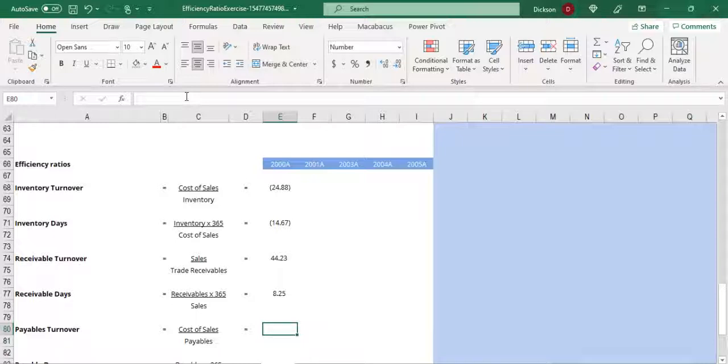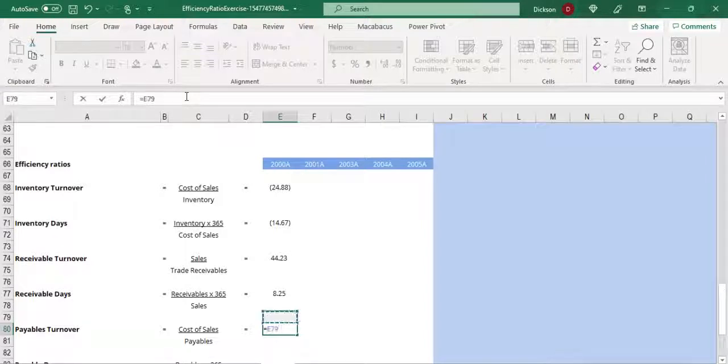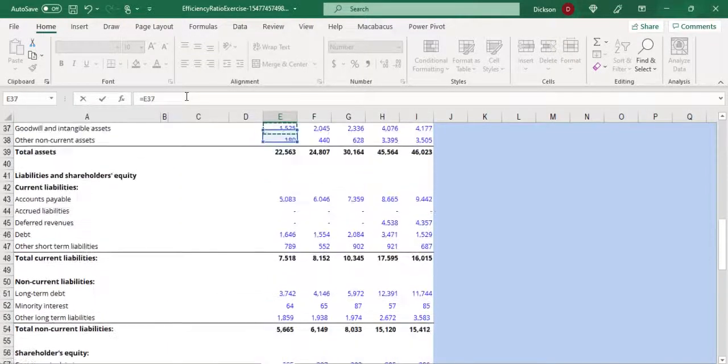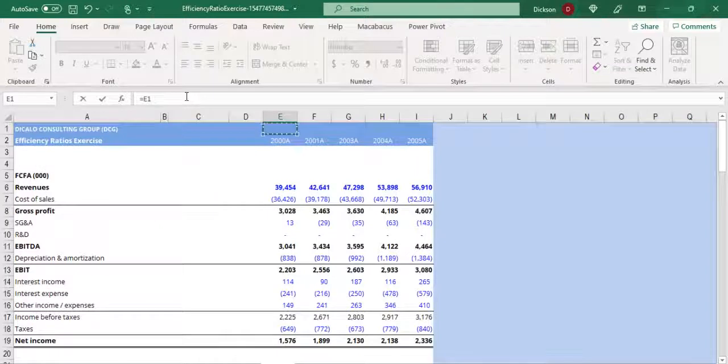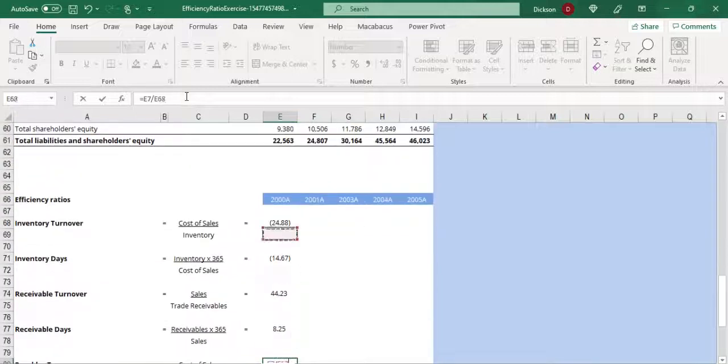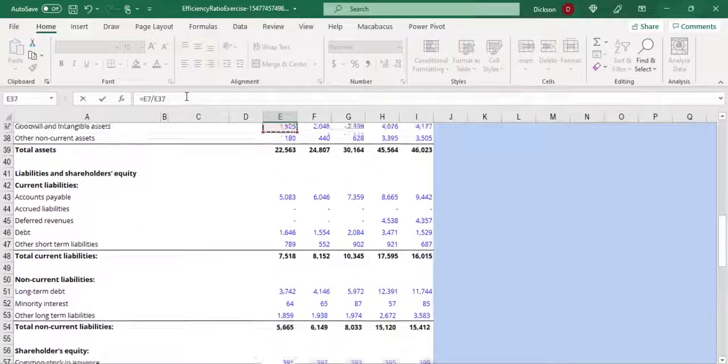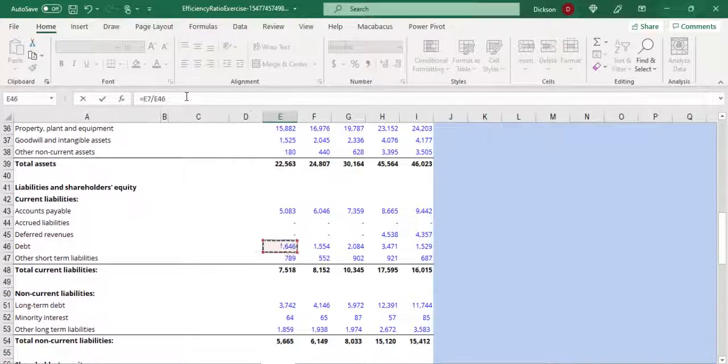Then we equally have what we call payables turnover. It calculates how long it takes a company to pay its suppliers of goods and services or raw materials. So we're taking cost of sales divided by the value of our payables. Payables will be taken from the balance sheet, and the value of our payables here is this.